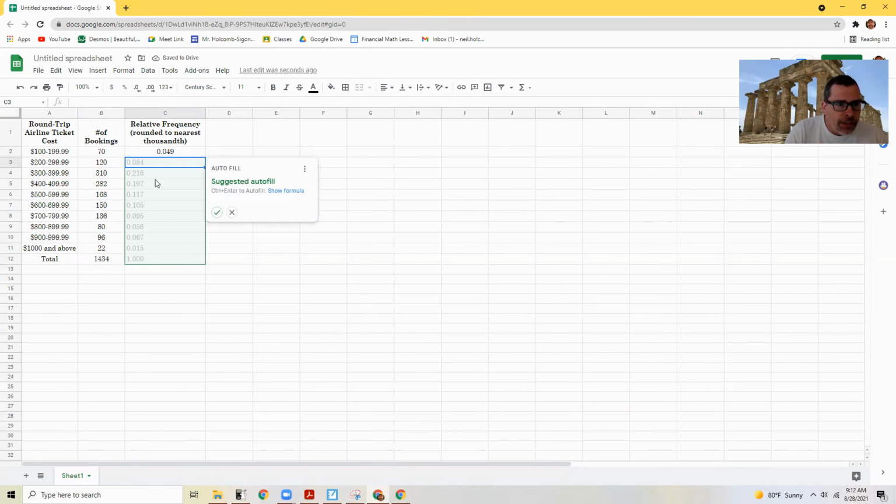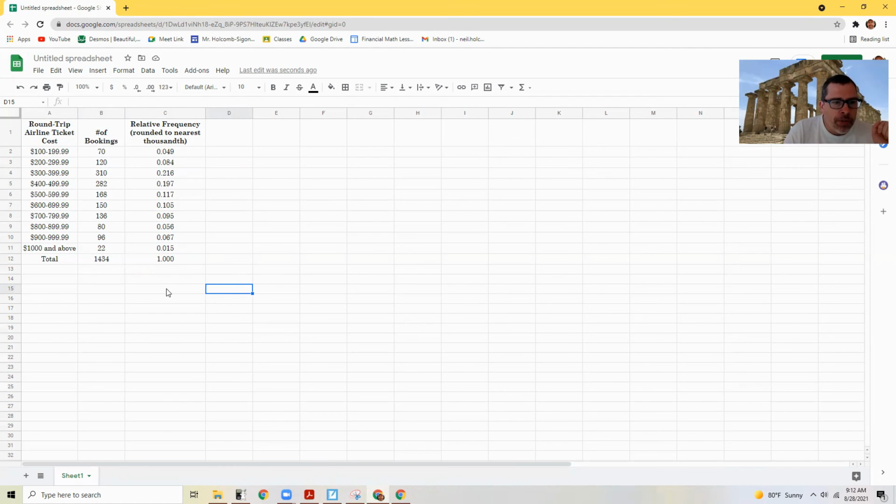And now look what it says here. Autofill, suggest autofill, sure. And boom, we're done. And notice the total. These better add up to 100% or else we aren't taking into consideration every single booking. And you can't have more than 100%, it's not possible, okay? So there is the table all the way out to the total. So cell C2 is going to be B2 divided by B12.